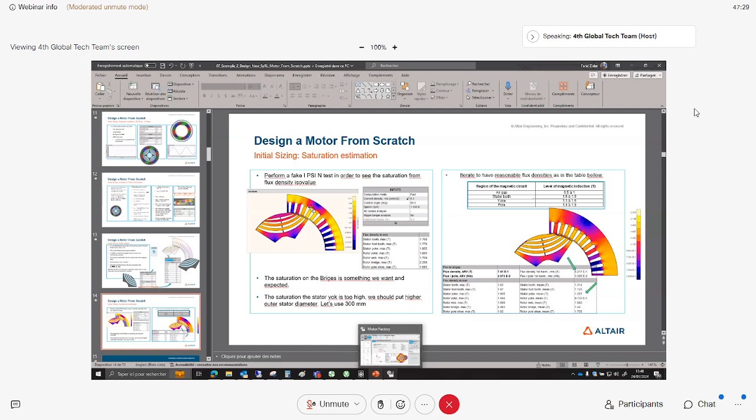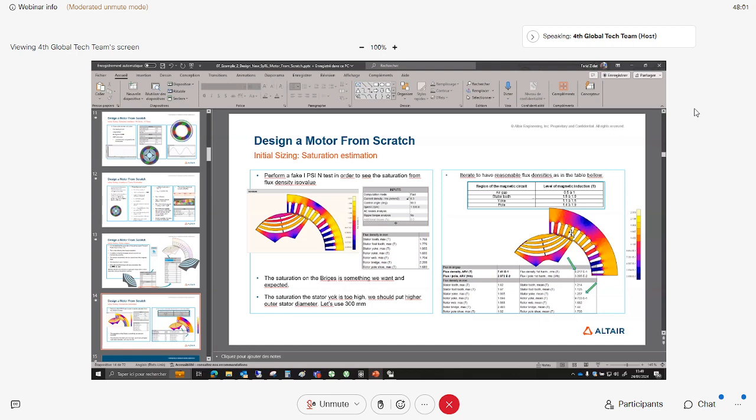Once you have this fake test performance, please have a look at the inductances and the flux densities on several locations: the stator tooth, stator yoke, rotor yoke as well. We have to know that all these flux densities, in the air gap and on the stator tooth, have some intervals that we need to respect.